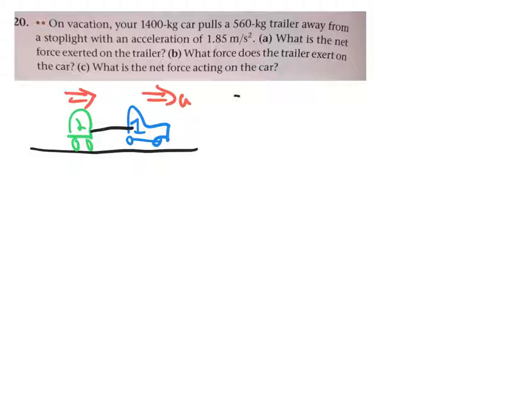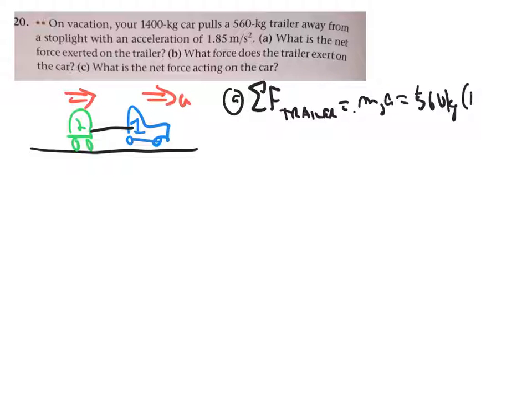Part A, the total force or net force on the trailer is just the mass of the trailer times the acceleration, which is 560 kilograms times 1.85 meters per second squared, or 1,036 newtons.